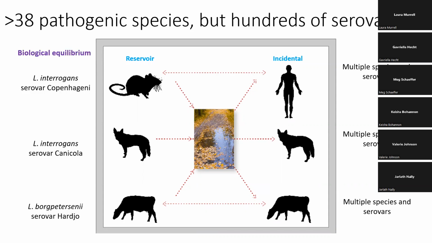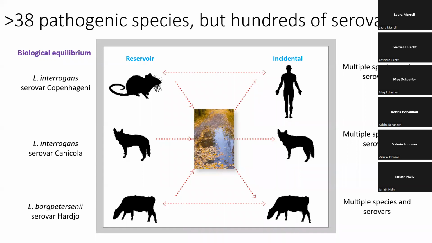In addition to having a large number of species, there is an additional classification system that relates to the serotype of leptospirosis. And we recognize a very distinct relationship between specific serovars and specific host species. And so, for example, we recognize that rats are carriers for serovar Copenhageni, dogs as carriers for serovar Canicola, and cattle as carriers for serovar Hardjo.